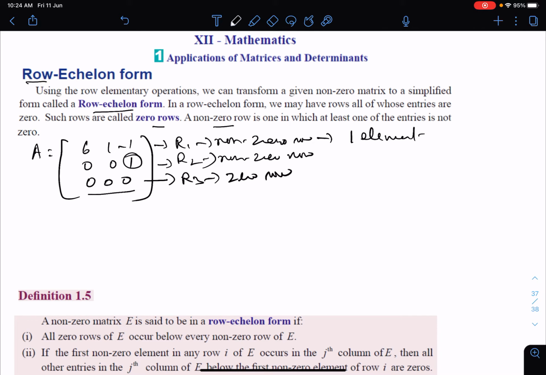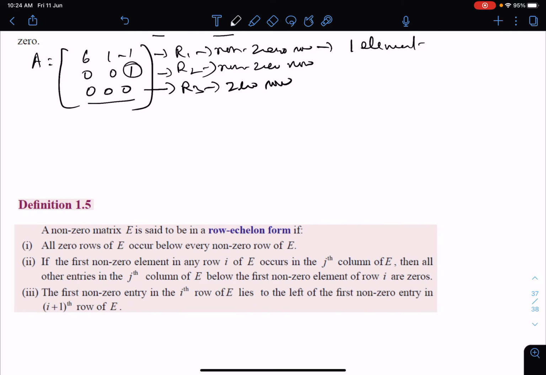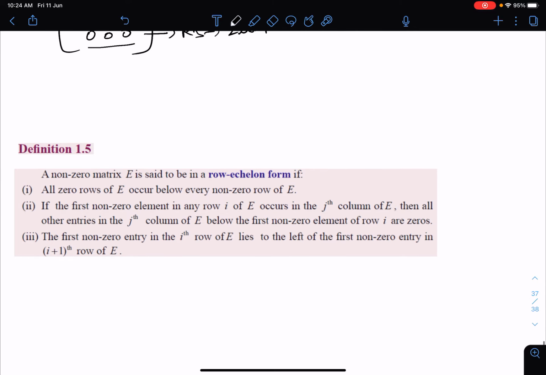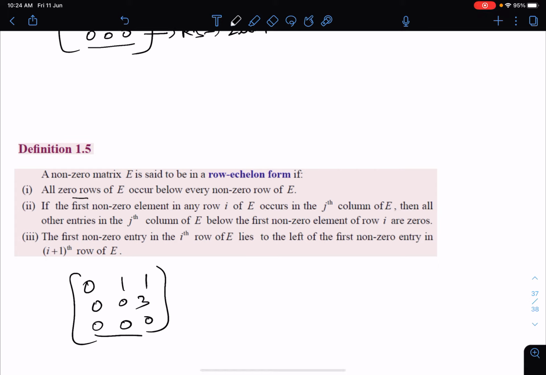They have given a definition here. A non-zero matrix E is said to be in row echelon form when, in the reduced form, all zero rows of E occur below every non-zero row. Suppose you have a matrix like this. All zero rows of E are below every non-zero row, so the third row here, which is our zero row, should be at the bottom of the matrix, below the non-zero rows. This is our first condition.